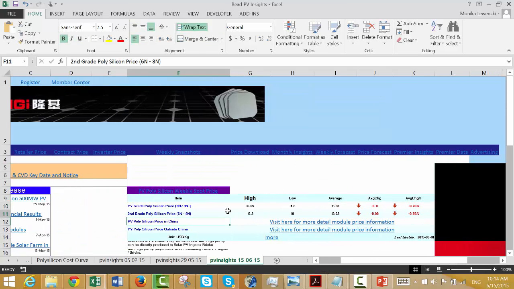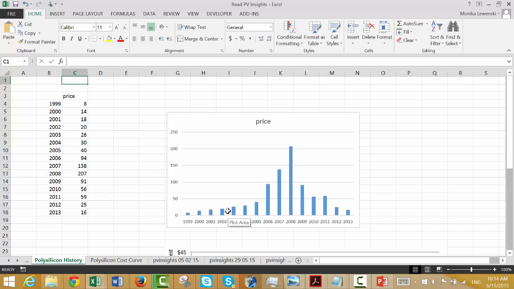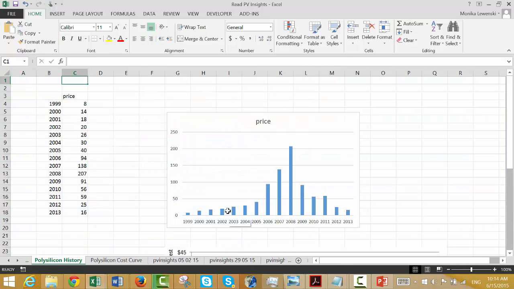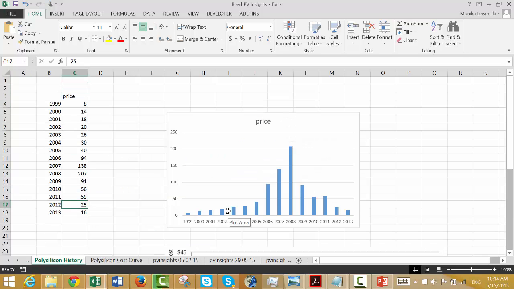Sorry, I had to pause it because my computer's going so slowly just because I have a bunch of things open. So here's the current polysilicon price. It was nothing like this. Right now it's down to a low of about 15, average of about 16. Perhaps I should have made a 2014 and 15. So let's put what's the current price here?